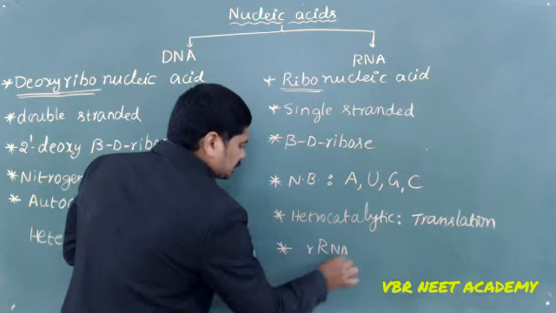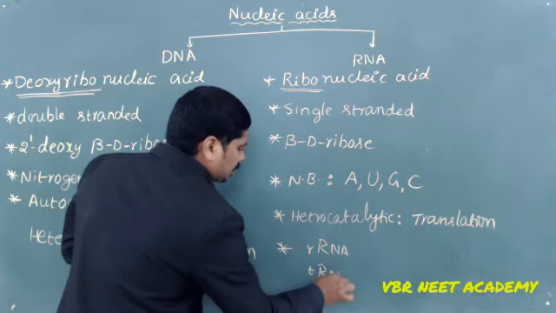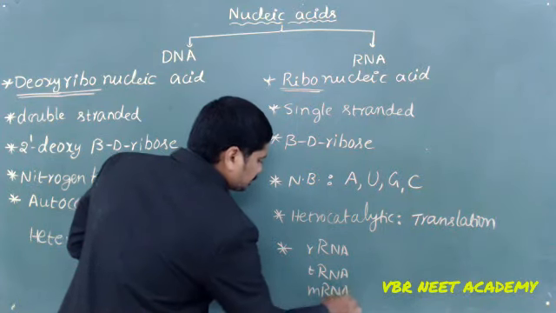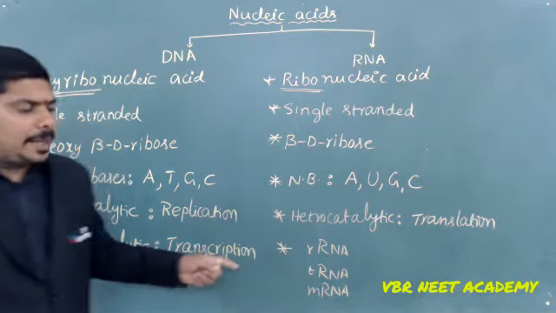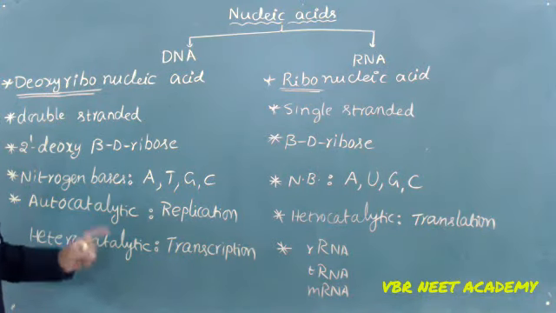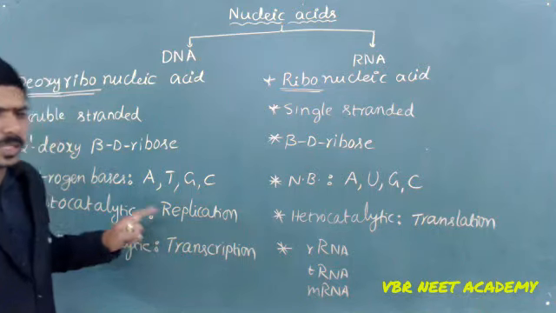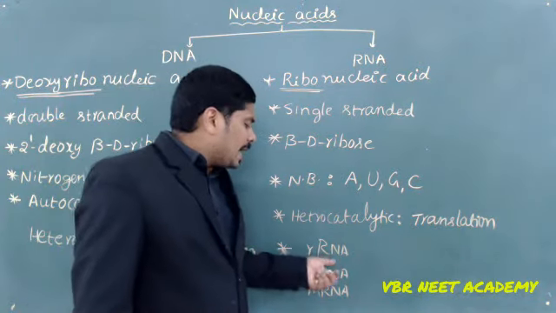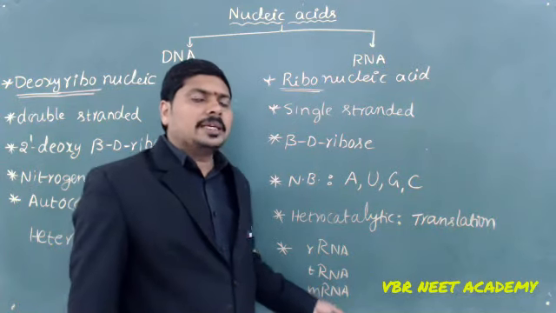rRNA, tRNA, mRNA. I am going to have three types of RNAs based on their function, but the functionality of DNA is going to be one, a single function, that is the hereditary function. But in this case we are going to have rRNA, tRNA, mRNA.